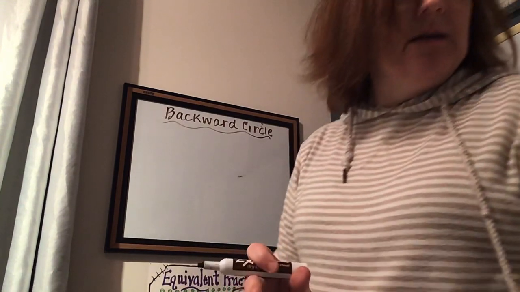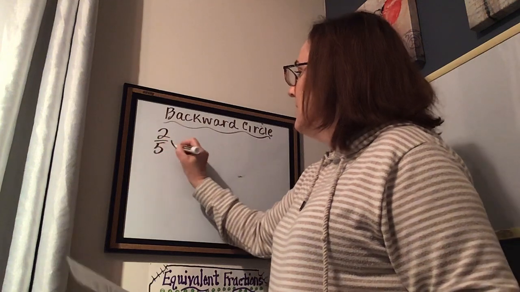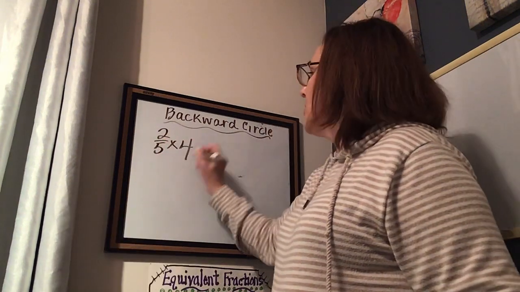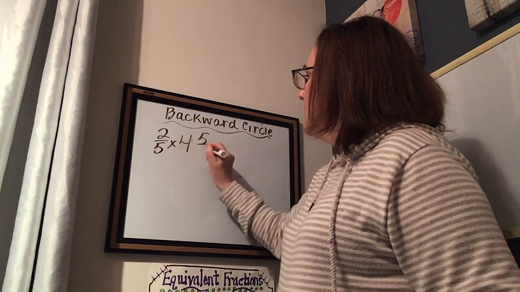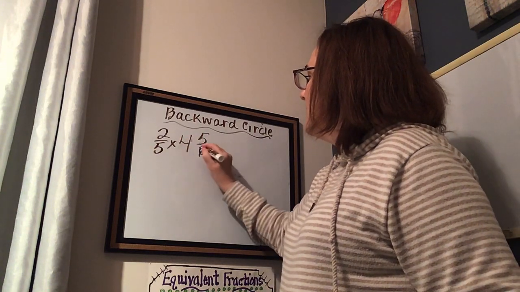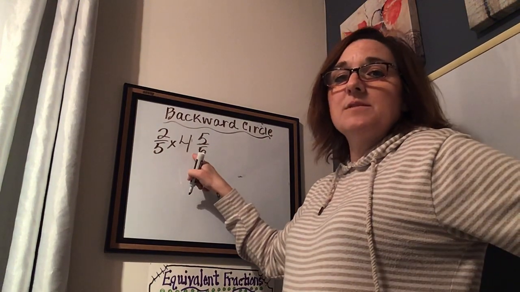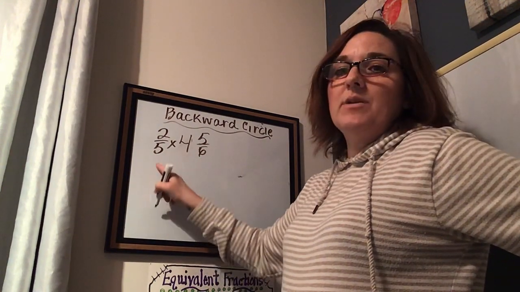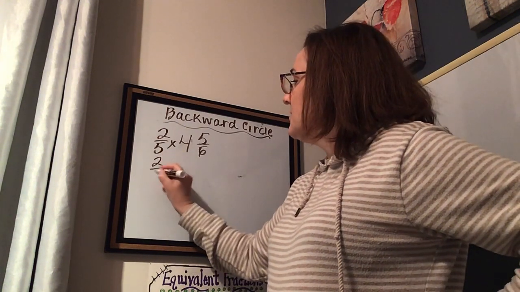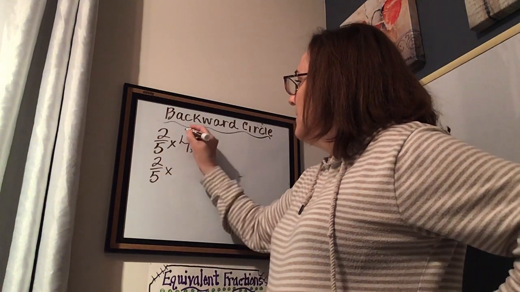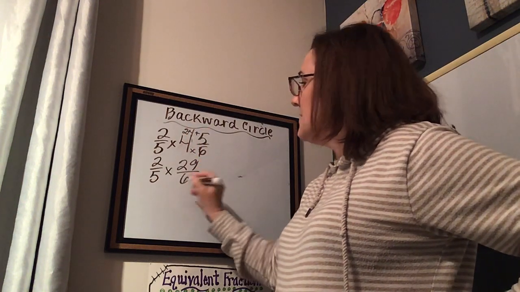All right, last one. 2/5 times 4 5/6. And when we're looking at this, again, sometimes that mixed number is second. That means you bring this guy down here, line them up, and then do your backward circle step. So we're going to take 2/5 and mark it down. We're going to get 24 plus 5 is 29/6.